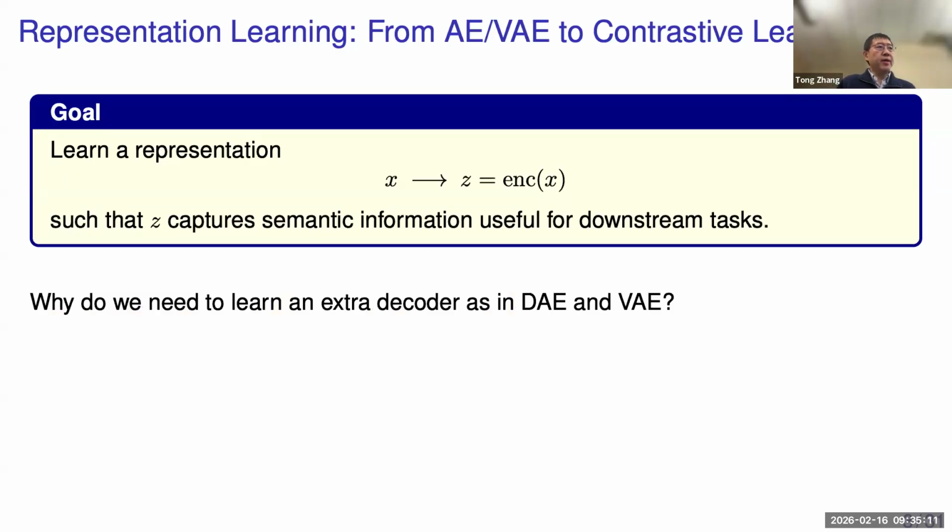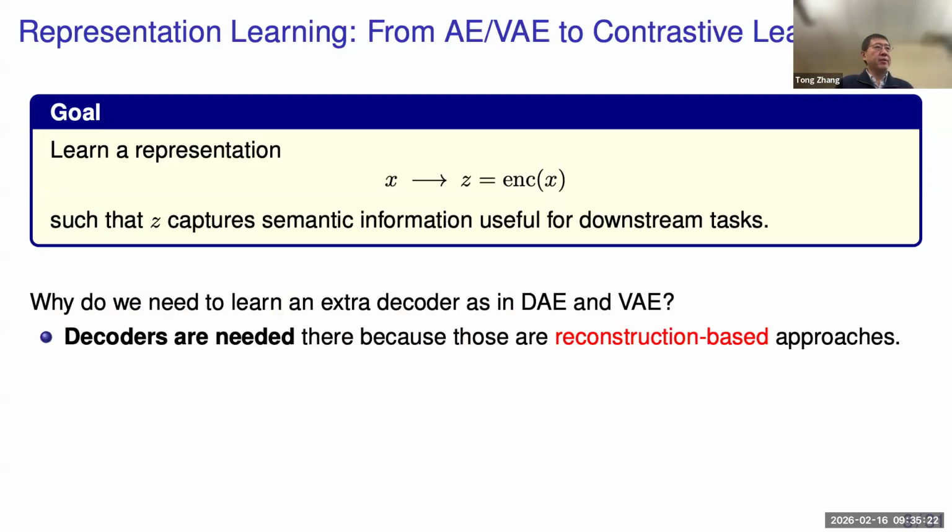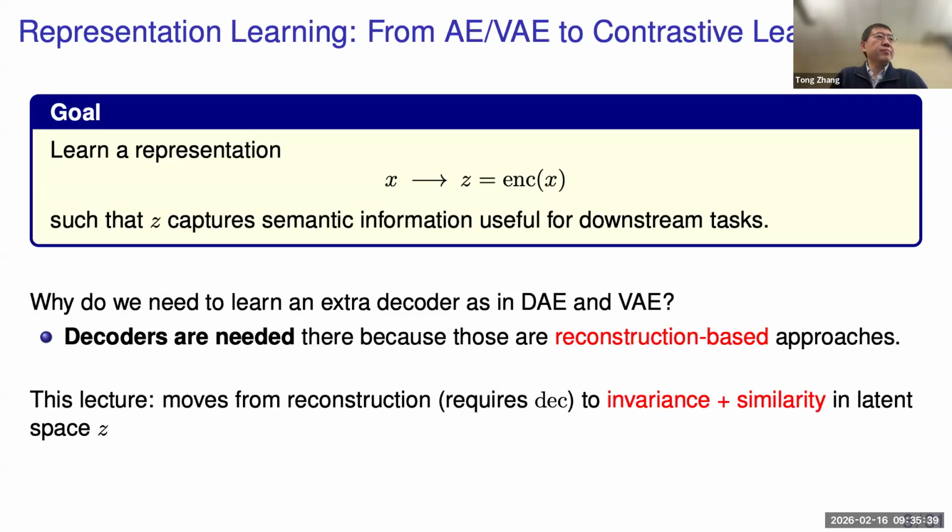So why do we need to learn an actual decoder? Just to recall, this is basically the point of view we talked about in the last two lectures. The view is just learning that reconstruction. The decoder is needed because it is reconstruction based; you have to come up with the reconstruction, so you come up with this decoder. This lecture tries to move from reconstruction to something like invariance and similarity, in the sense of how you define similarity, which we will soon see.